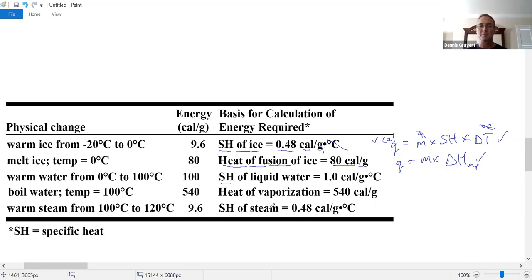What about changing the temperature of steam? Well, you're not changing the phase. So now you're back up here using this equation again, but with a different specific heat. The one for steam is 0.48. Hey, that happens to be the same as ice. I don't think that's always true. Depending on what material you have, I don't think that's always going to be the same. It certainly is not the same as liquid water.